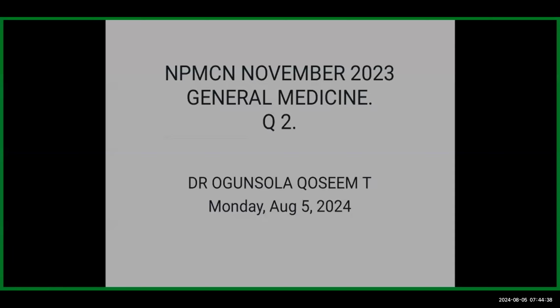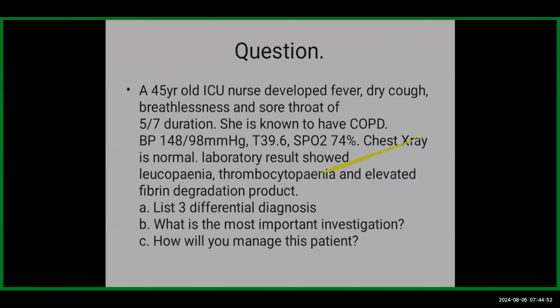Good morning to the consultants, our trainers and the residents on the platform. I'm Dr. Gushola. I'll be taking the second question of the November 2023 MPMC General Medicine questions. The question is: a 45-year-old ICU nurse developed a fever, dry cough, breathlessness, and sore throat of 5-day duration. She is known to have COPD.